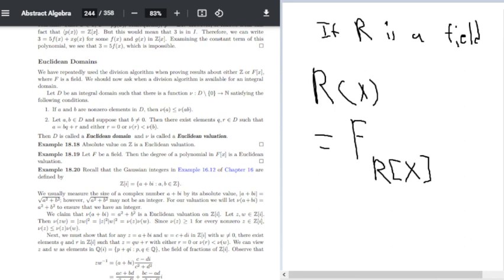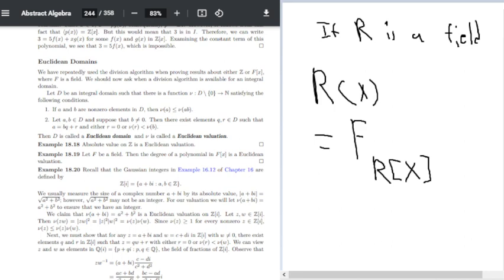Let a be in D, and suppose that b is not equal to 0. Then there exist elements q and r such that a is equal to bq plus r, and either r is equal to 0 or nu of r is less than nu of b. Then D is called a Euclidean domain, and nu is called the Euclidean valuation.